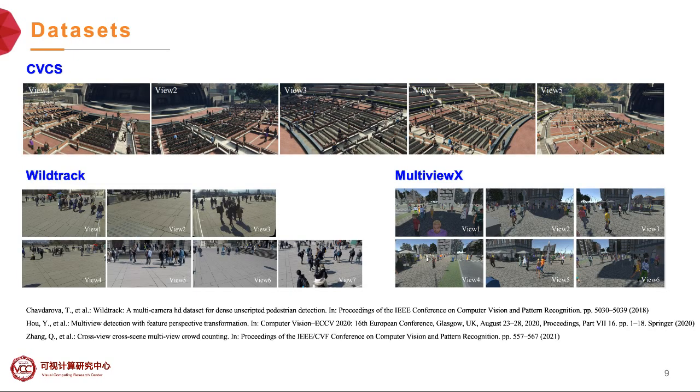We conducted experiments on 3 datasets. CVCS is a synthetic multi-view crowd dataset containing 31 scenes, where 23 are for training and the remaining 8 for testing. Each scene contains 100 multi-view frames with about 60 to 120 camera views. Wild Track is a real-world single-scene multi-view dataset. The dataset consists of 7 camera views and 400 frames. 360 frames are used for training and the 40 frames for testing. Multiview X is a synthetic single-scene multiview dataset, also including 400 multiview frames, and the first 360 are used for training and 40 are for testing.